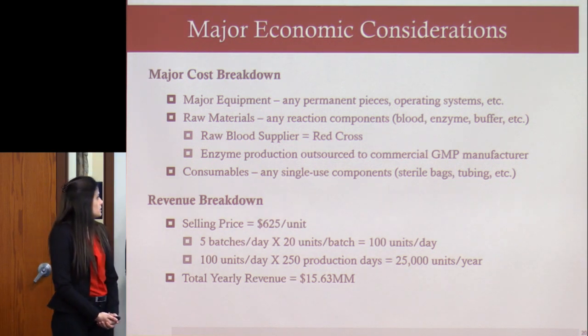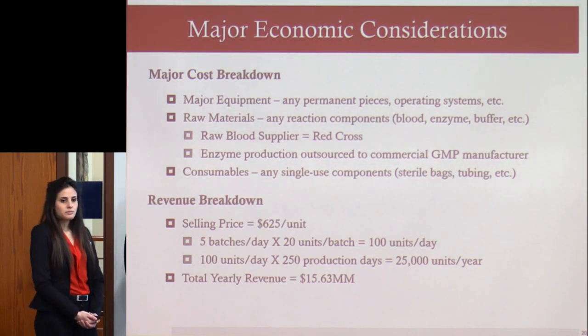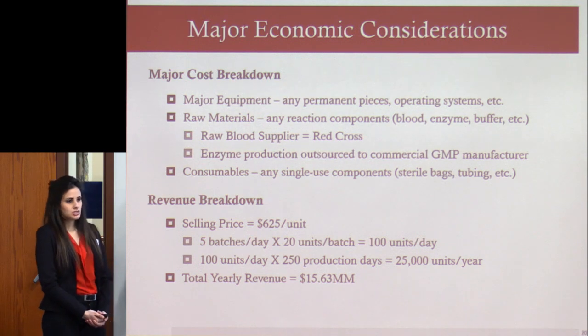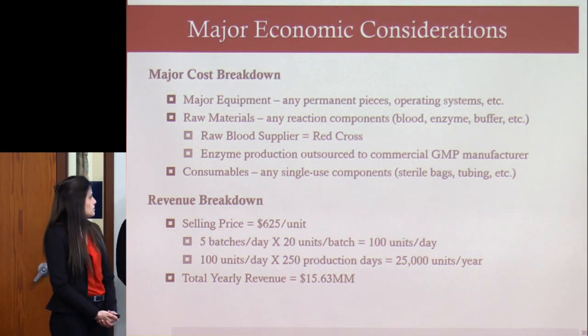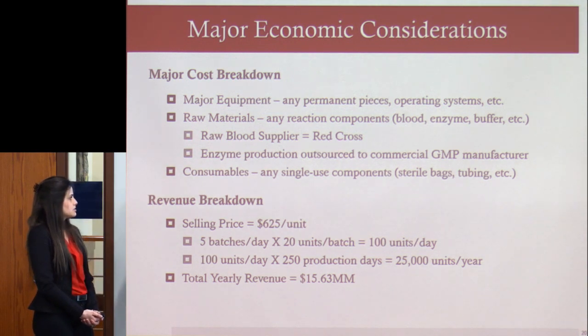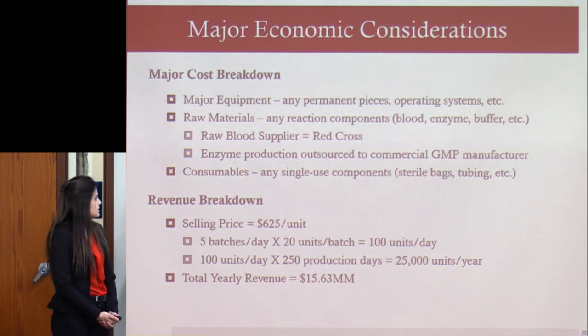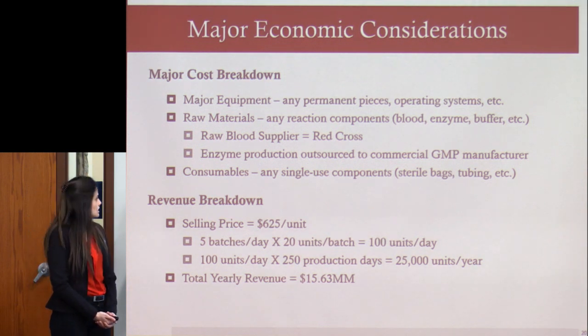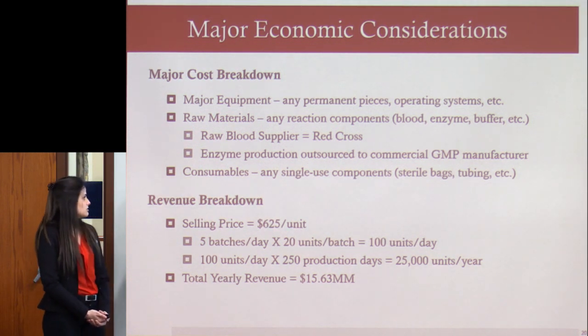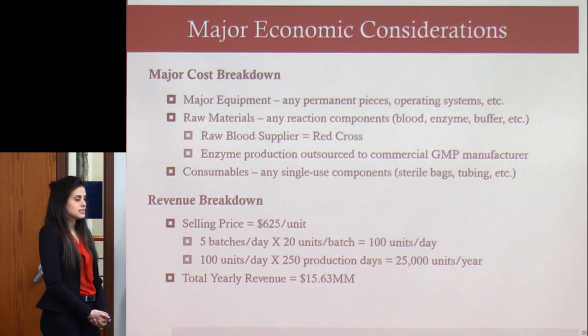As for our revenue breakdown, we're going to be selling our converted blood at a price of $625 per unit. We're going to be aiming to run 5 batches a day and producing 100 units per day. And this should hopefully allow us to produce 2,500 units per year, giving us a total yearly revenue of $15.6 million.